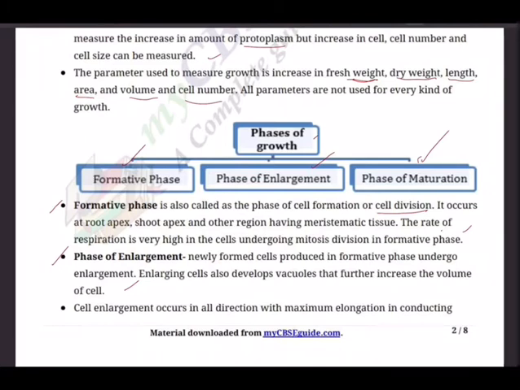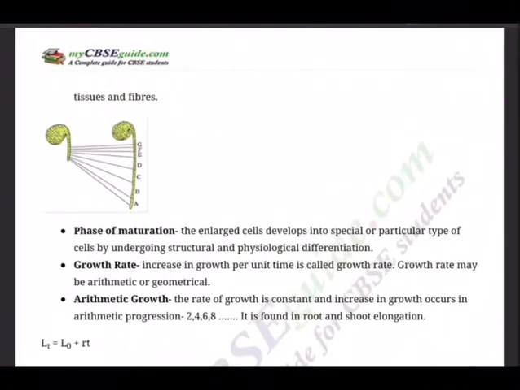The girth of the area keeps on increasing, and the circumference of the cell also increases. Cell enlargement occurs in all directions with maximum elongation in conducting tissue and fibers. As you are seeing, there will be 360-degree growth. And the third phase is phase of maturation. Once the cell numbers are increased and enlargement has taken place, then comes the maturation.